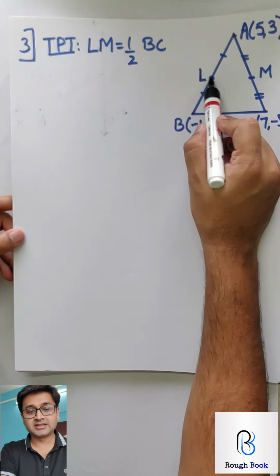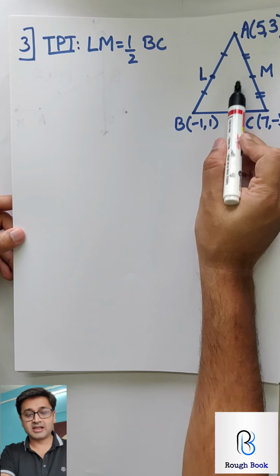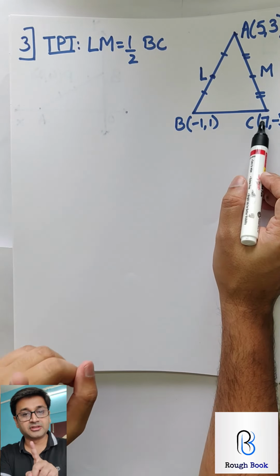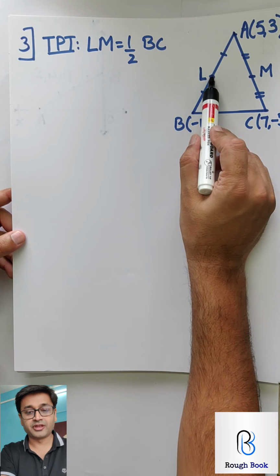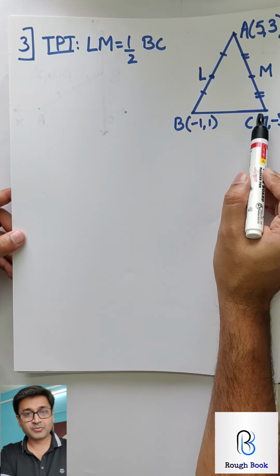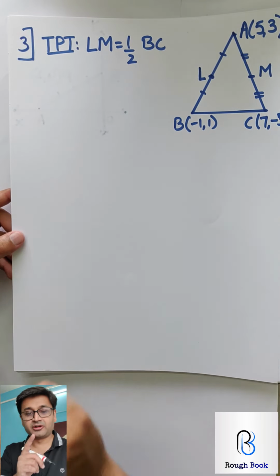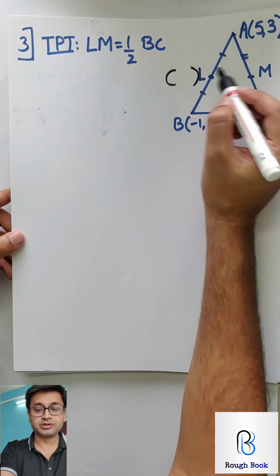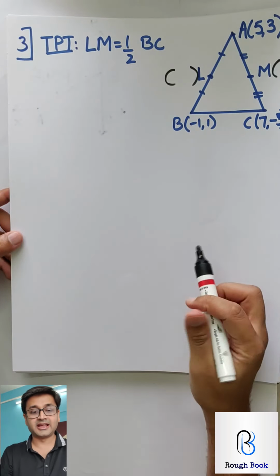You got L as the midpoint, M also as the midpoint, and your target is to prove that LM is half of BC. You remember one of the sums in section formula where they asked us to prove that PQ is 1/3 of BC. What did we use? Super, distance formula. But for distance formula, first you need to know these coordinates. So you are going to apply the midpoint formula twice and get L and M.